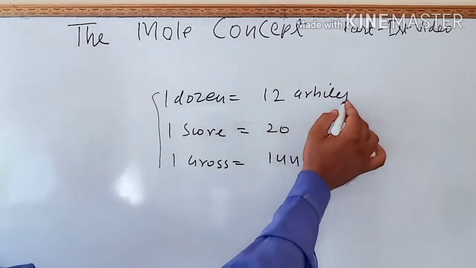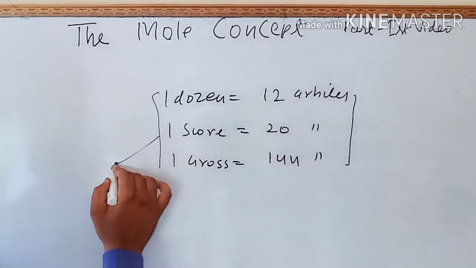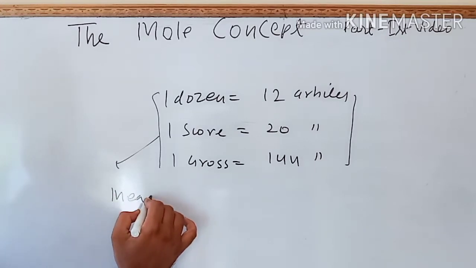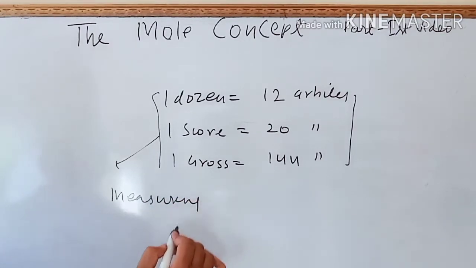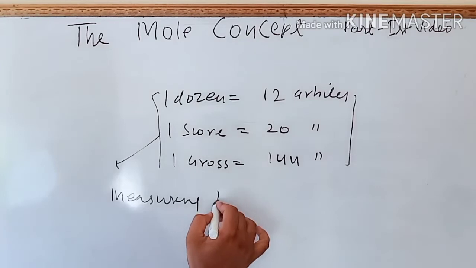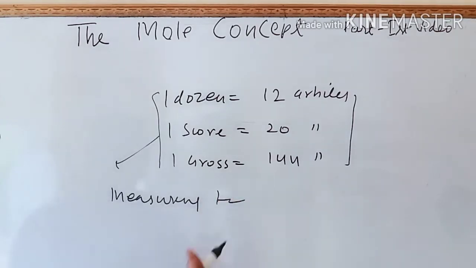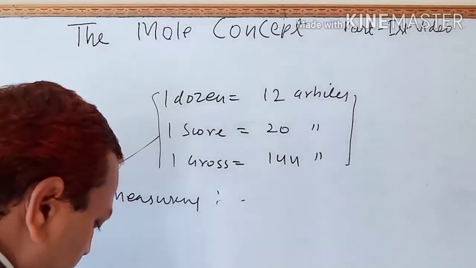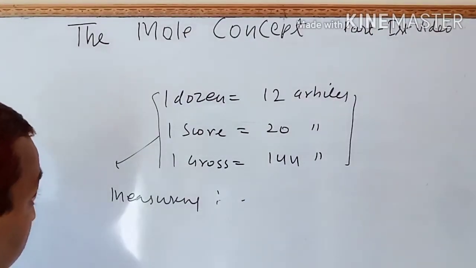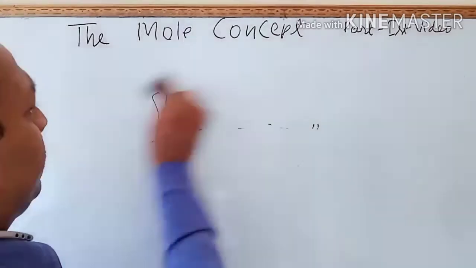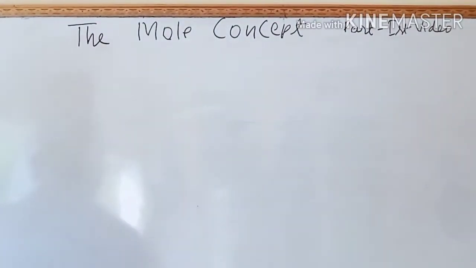Exactly what is this? These are the measuring techniques, children. These are measuring methods for the amount of substance or articles. So in the same way, children, what do we do in chemistry?